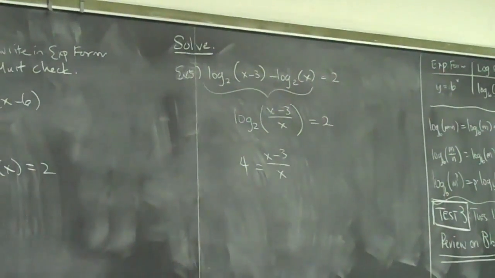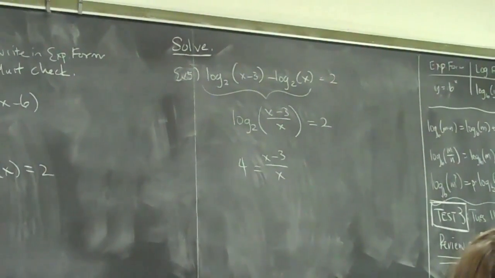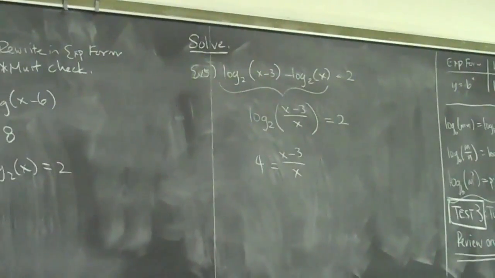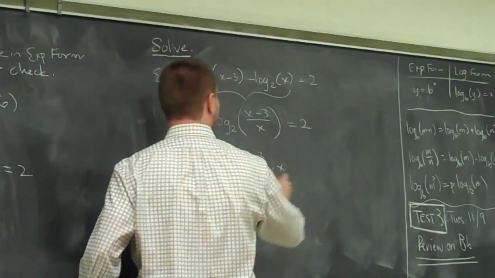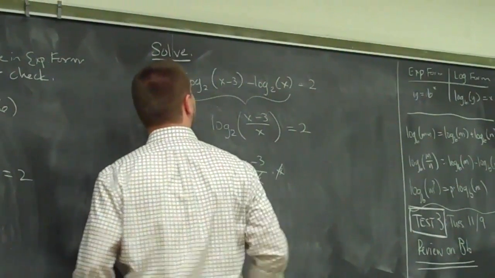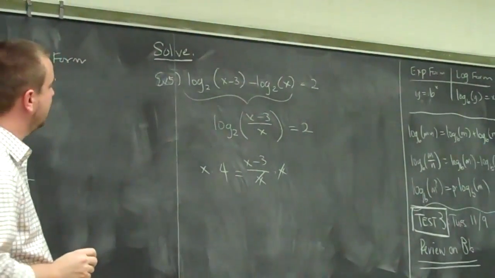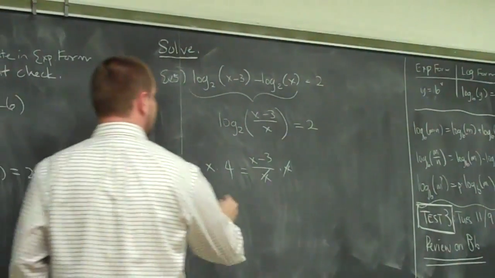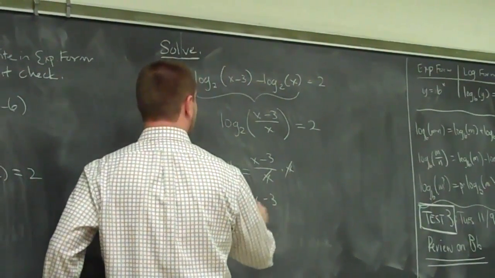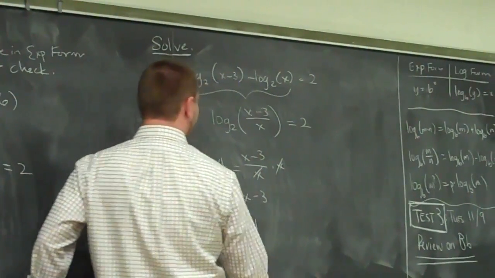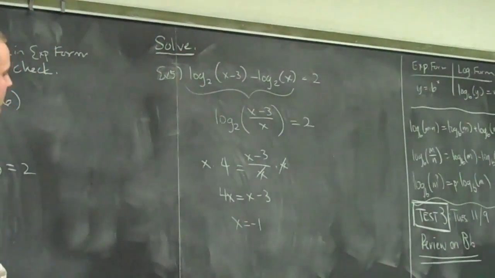So how do you solve something like that? Multiply the x off. This is a rational equation, you clear fractions. The multiplying by x cancels the dividing by x. So 4x equals x minus 3. Is that negative 1? Am I getting x equals negative 1?